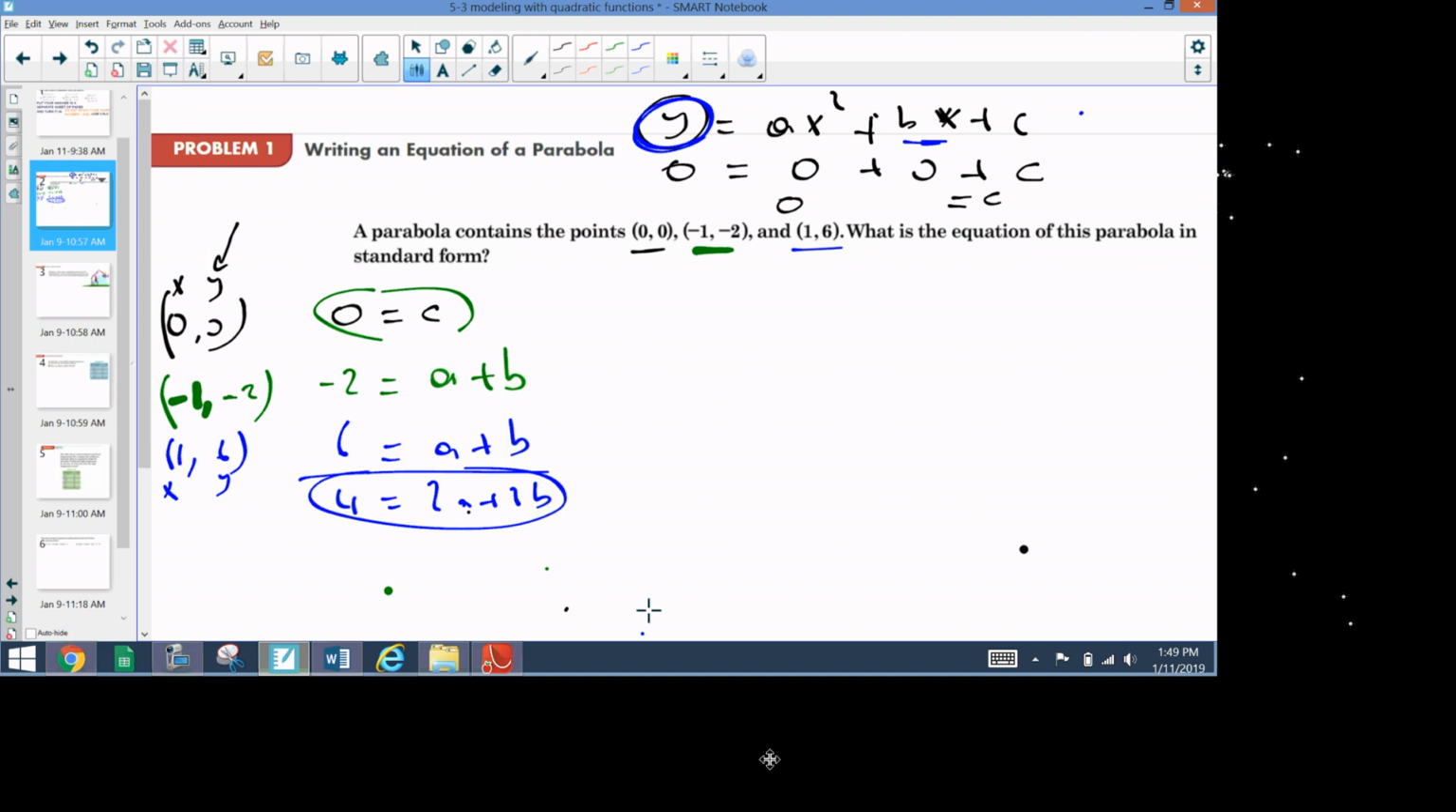Let's check the green one. Negative 2 for y. Good, that's correct. And then ax squared. X is negative 1, squared is positive 1. 1 times a, right? And then bx. X equals negative 1, so negative 1 times b equals negative b. So that is fine.